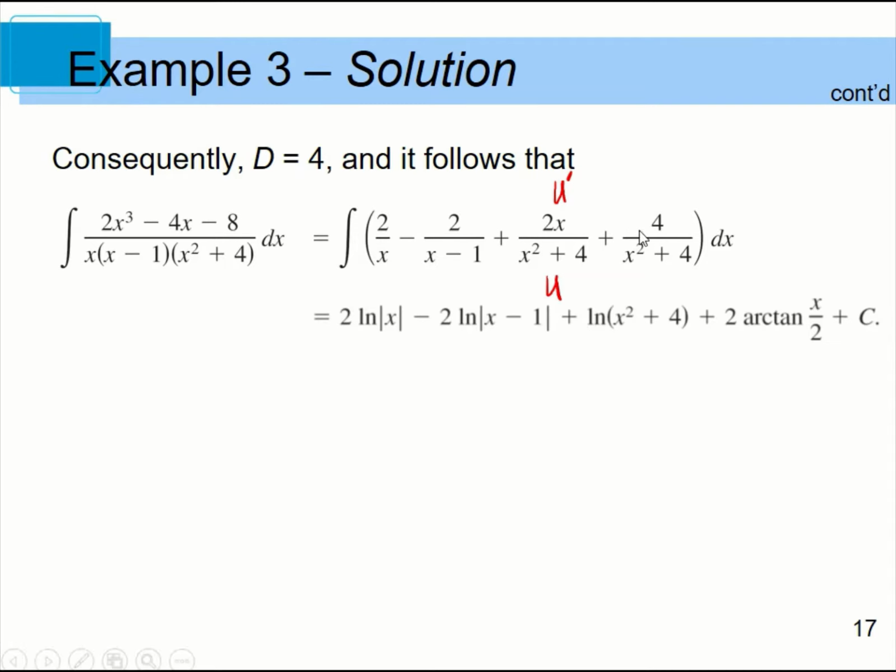Now as for this one, 4 over x squared plus 4, we can use the arctangent formula. We get arctangent x over 2 plus c. So this is actually how we integrate by using partial fractions. Let us consider another example here.